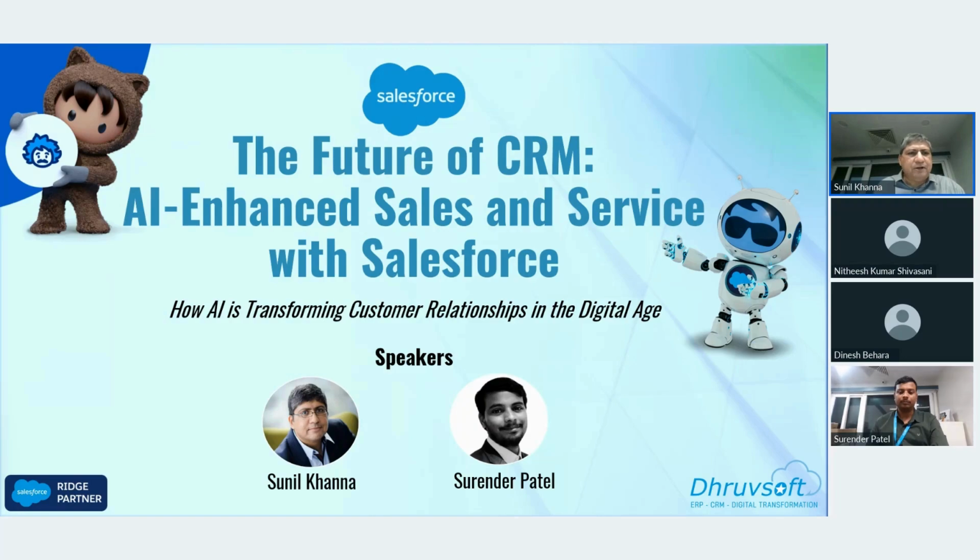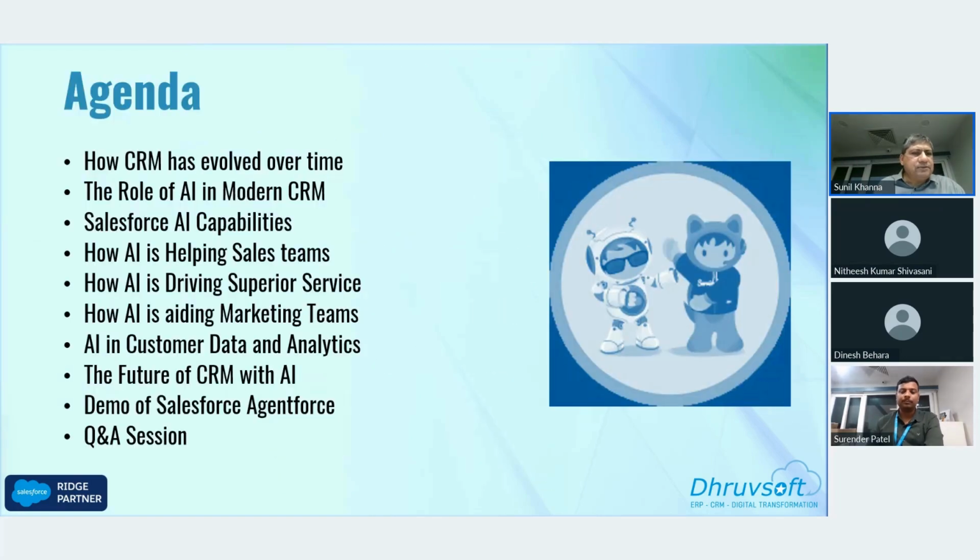So let's talk about the agenda that we have for today. We'll start by talking about how CRM has evolved over a period of time and what the role of AI is in modern CRM. We'll be focusing on AI capabilities of Salesforce, and we'll talk about Einstein and also about Salesforce Agentforce, which was recently launched. We'll then focus on different use cases, like how AI is going to help sales teams, service teams, or marketing teams, and what is going to come in future. We'll also give you a brief demo of Salesforce Agentforce. And finally, there will be a Q&A session.